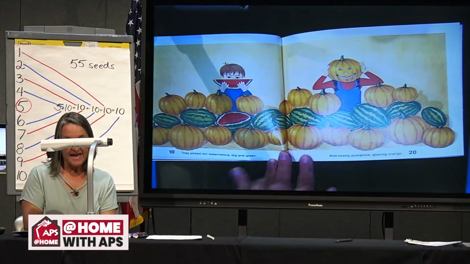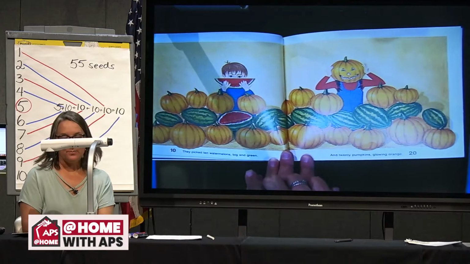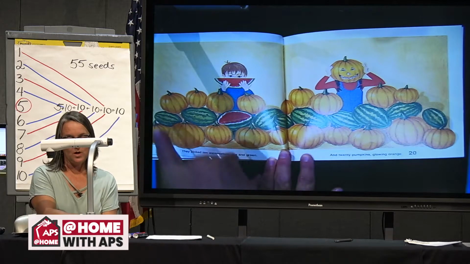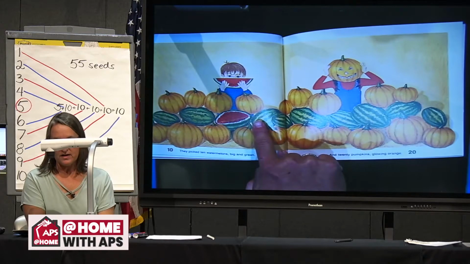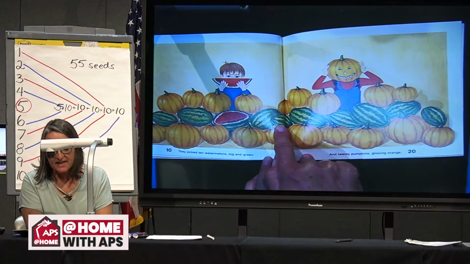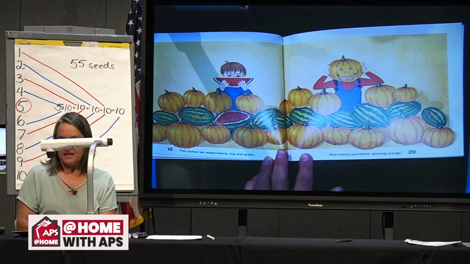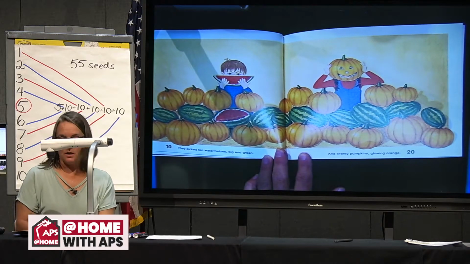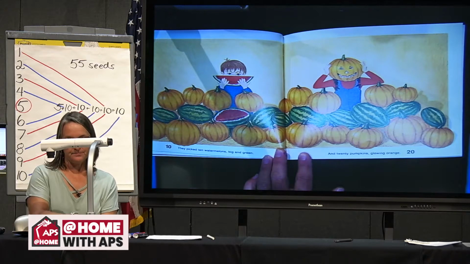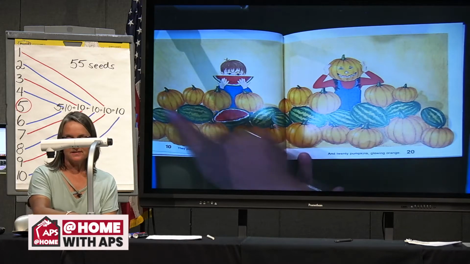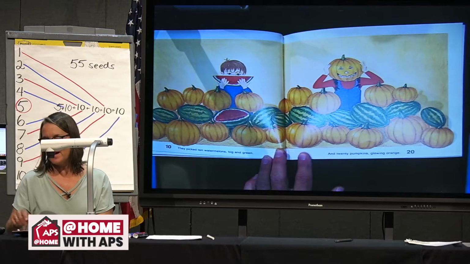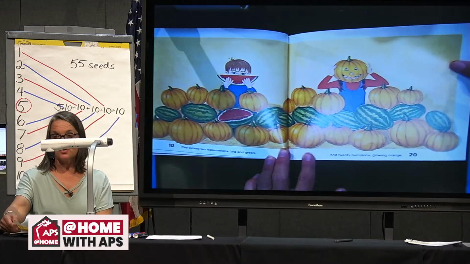They picked 10 watermelons, big and green. 1, 2, 3, 4, 5. 1 is hiding. 6, 7, 8, 9, 10. And they picked 20 pumpkins, glowing orange. There's 2 rows. I bet you there's 10 in each row, right? 10 and 10 gives us 20 pumpkins.